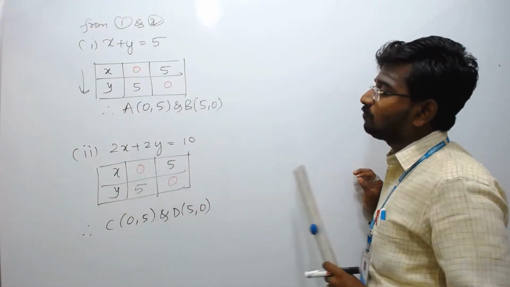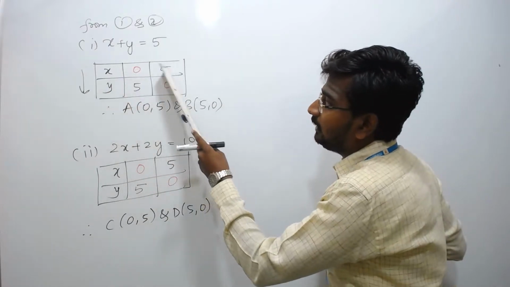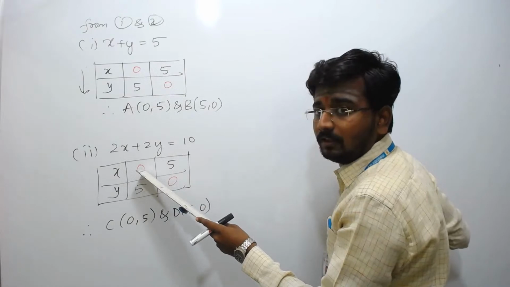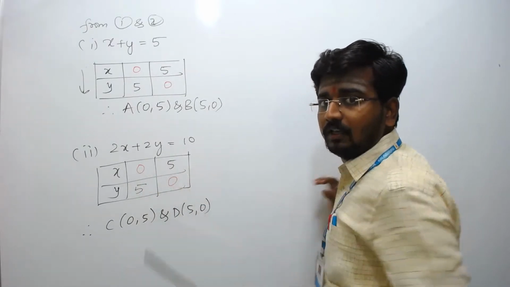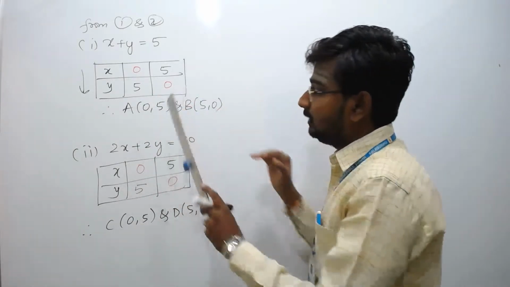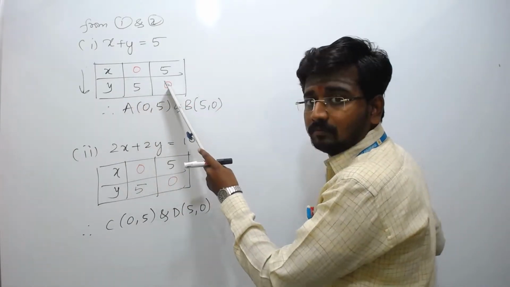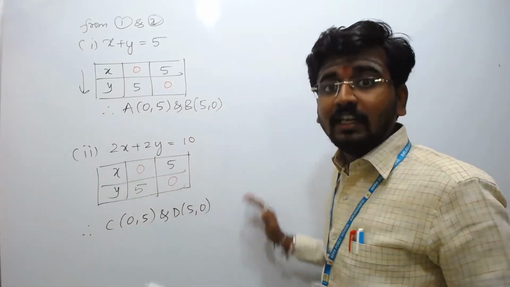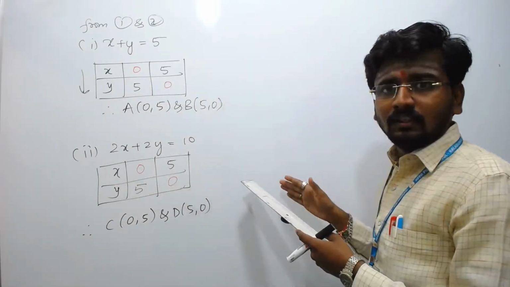See here. Look, minimum value is 0, maximum value is 5. That means there is no negative x-axis. Similarly, for y, minimum and maximum are 0 and 5. Even there is no negative y-axis. So I can simply draw the first quadrant.